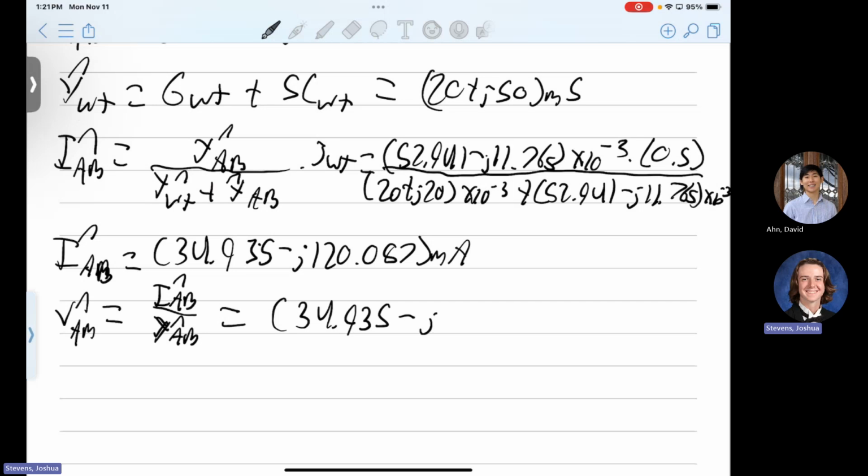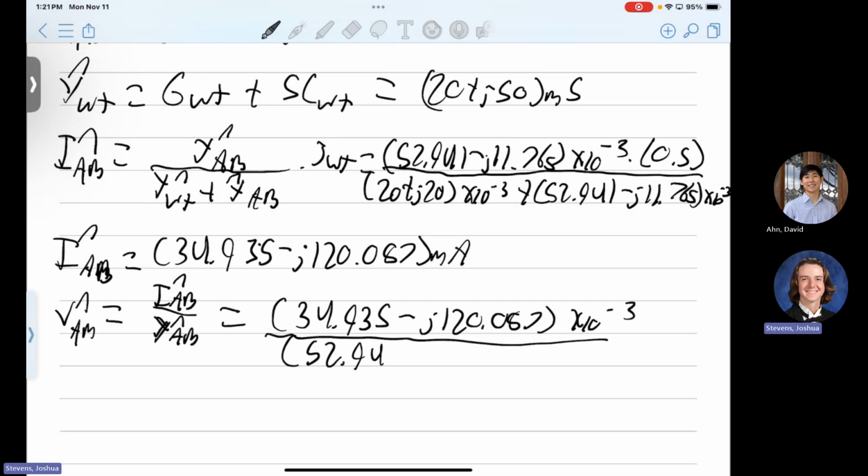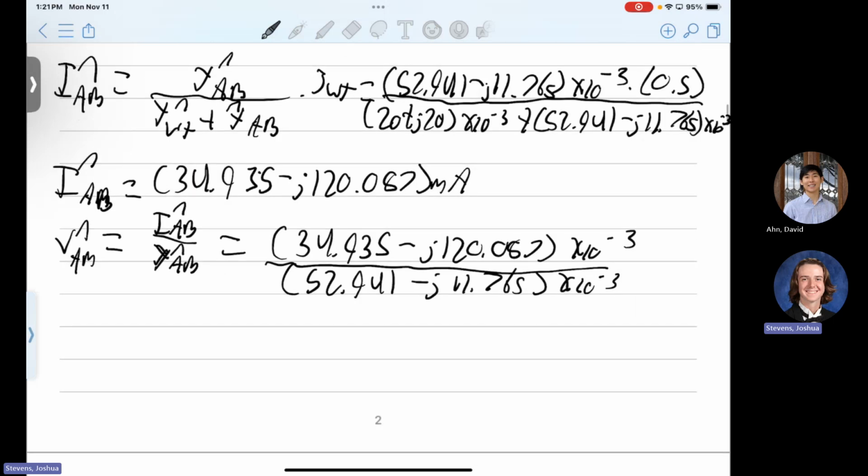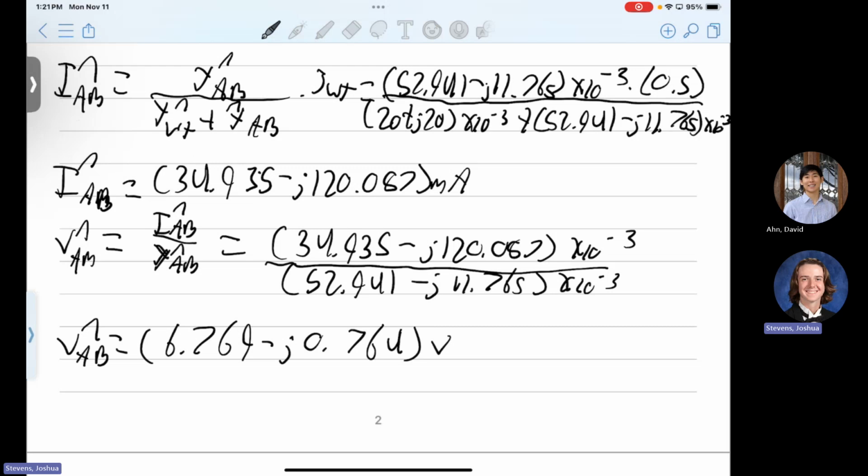34.935 minus j 120.087, we'll multiply it by 10 to the negative third, all over that number we found earlier, 52.941 minus j 11.765, all times 10 to the negative third. Okay, VAB comes out to 6.769 minus j 0.764, and that's all volts.